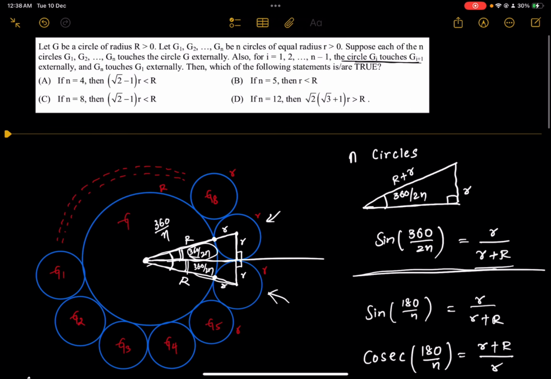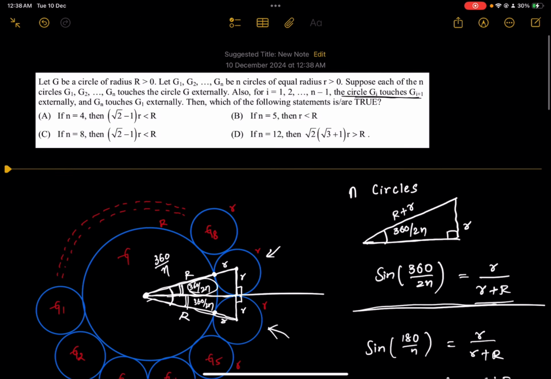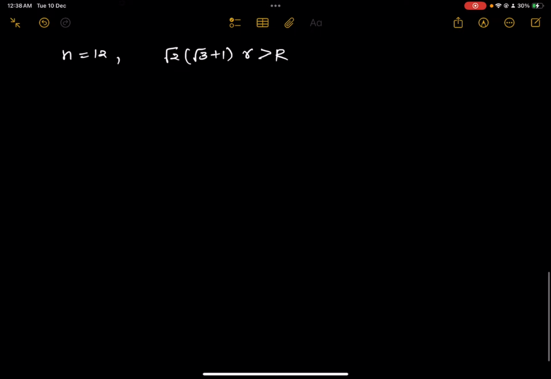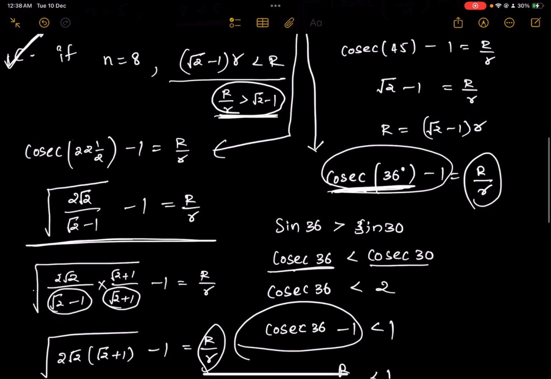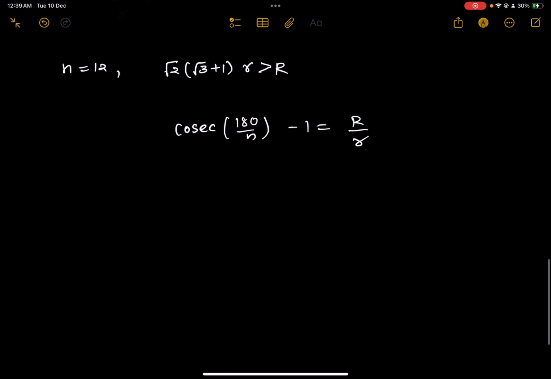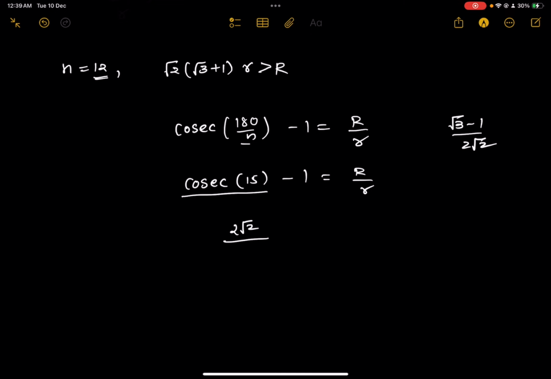What is option D? If n is equal to 12, root 2 into root 3 plus 1 into small r is greater than capital R. This is given. So what is the equation we have? Cosecant 180 by n minus 1 is capital R by r. So when we put n is equal to 12 here, it will be cosecant 15 minus 1 is equal to R upon r. Now what is sine 15? Sine 15 is root 3 minus 1 by 2 root 2. So cosecant 15 is 2 root 2 by root 3 minus 1, and R upon r is that minus 1.